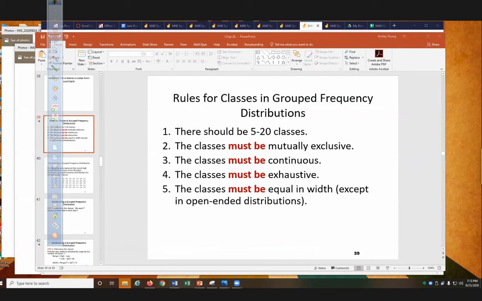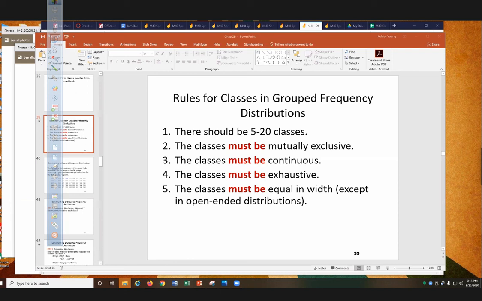Rules for classes and group frequency distribution. Number 1, there should be 5 to 20 classes. 2, the classes must be mutually exclusive. 3, the classes must be continuous. 4, the classes must be exhaustive. And 5, the classes must be equal width except in open intervals.